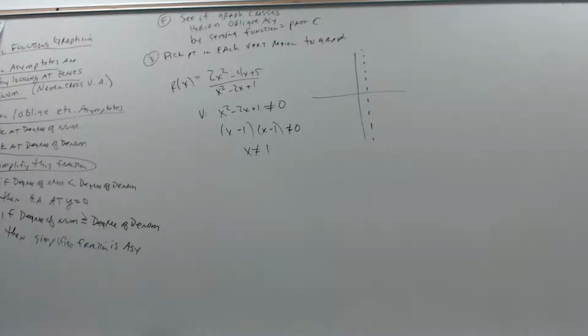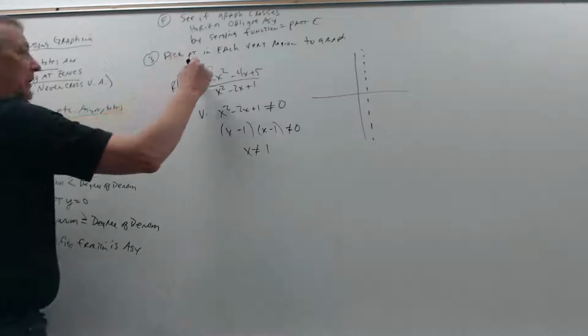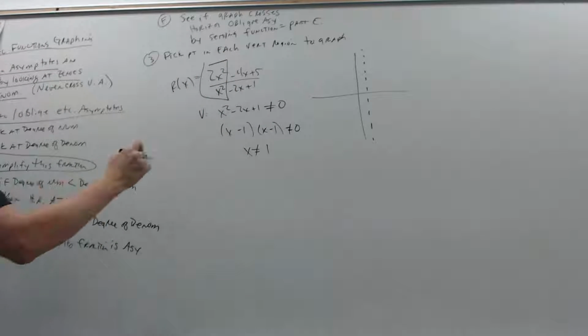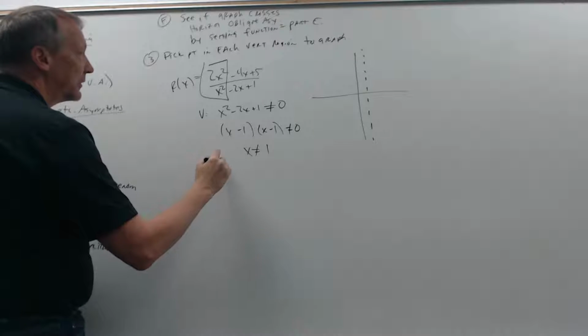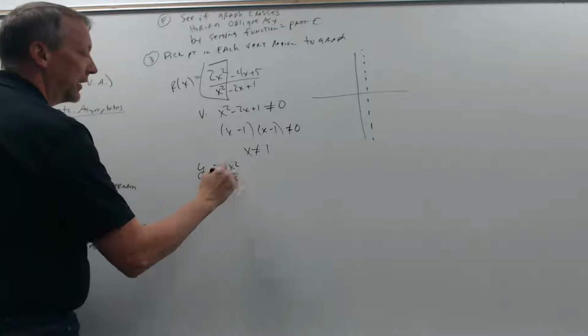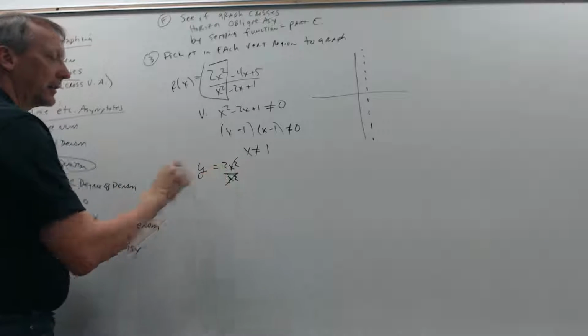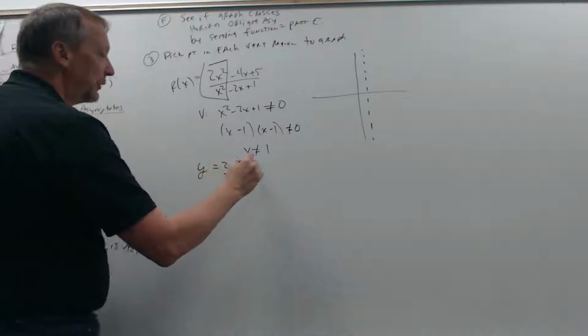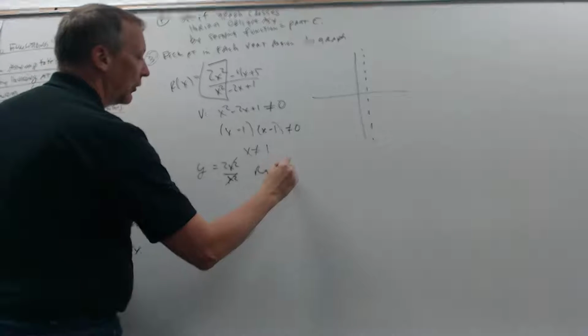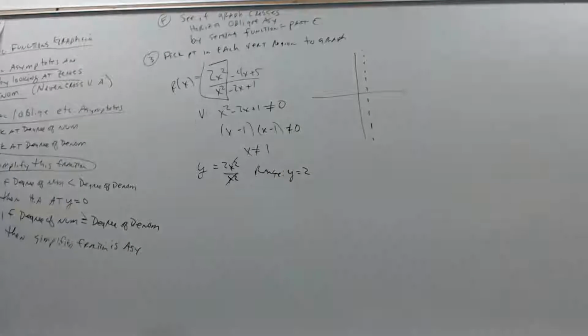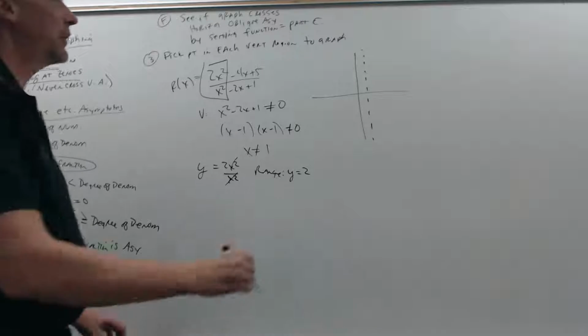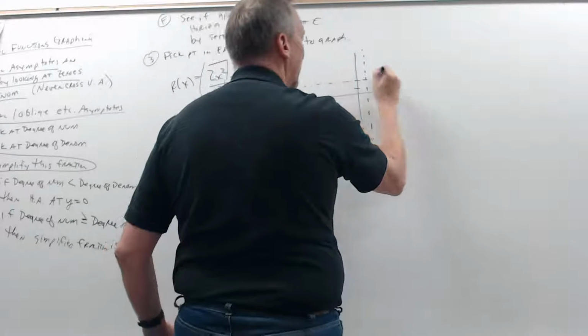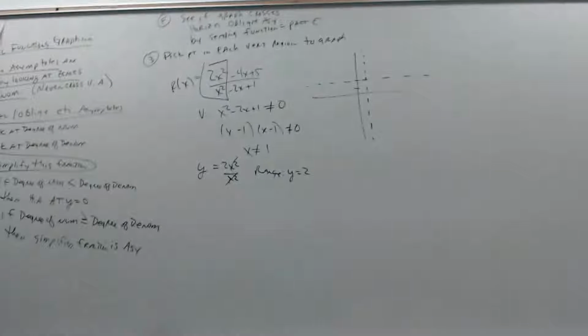Okay, so horizontal or oblique. Look at the degree of the numerator. That's 2. Degree of the denominator is also 2. So we're going to simplify this fraction here. So y equals 2x squared over x squared. If I simplify that, those cancel, y equals 2. So my range, y cannot equal 2. Okay, so I've got 1, 2. Now I have a horizontal asymptote there.